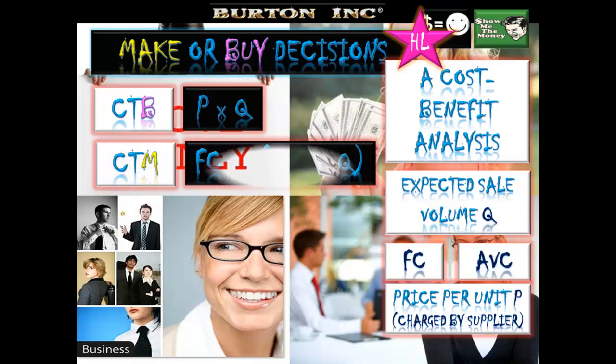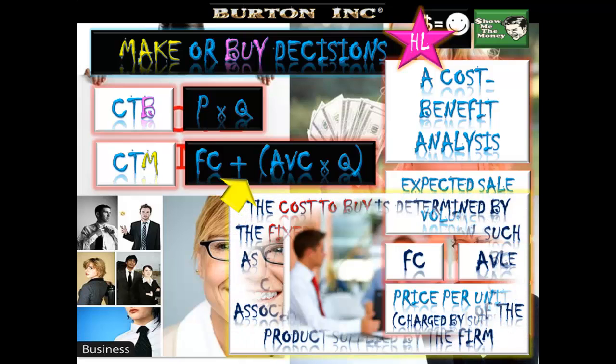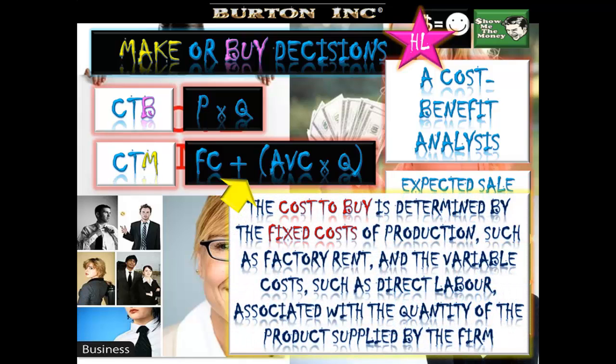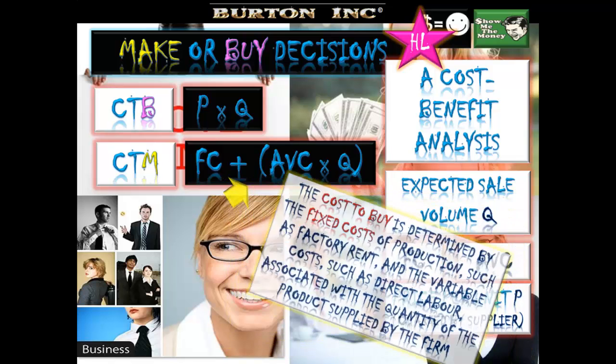Cost to make, we need this specific cost information. So fixed costs and our average variable cost times the quantity. Cost to make, just that same sort of information that we were using with our break-even point. We know all about fixed costs. We know what a variable cost is. So the cost to make is determined by the fixed cost of production, so we're talking about things like the rent of our factory, and the variable costs such as direct labour associated with the quantity of the product supplied by the firm.